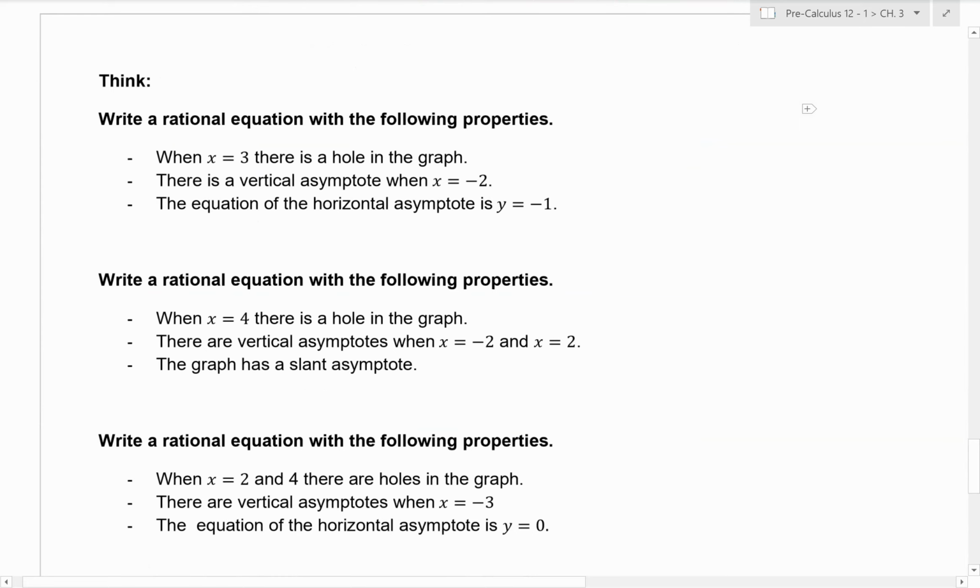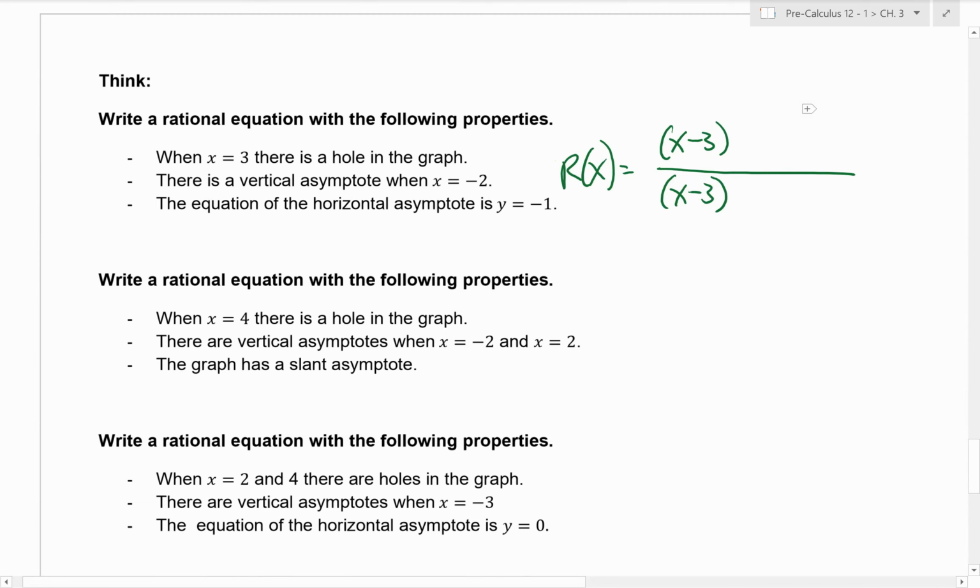Now we are going backwards. What if we have these conditions and we are trying to write a rational function? Okay, so let's try to do this. R of x. It says when x equals 3, there's a hole. So this means we have x minus 3 on both top and bottom.